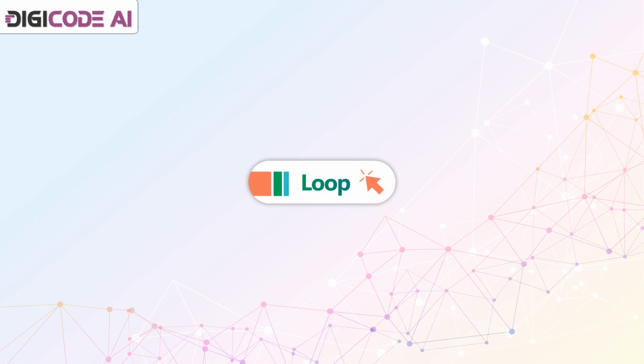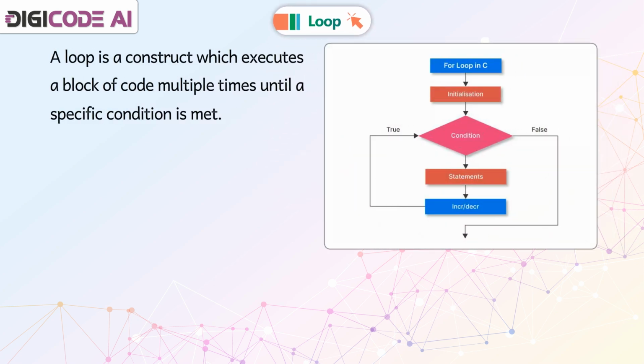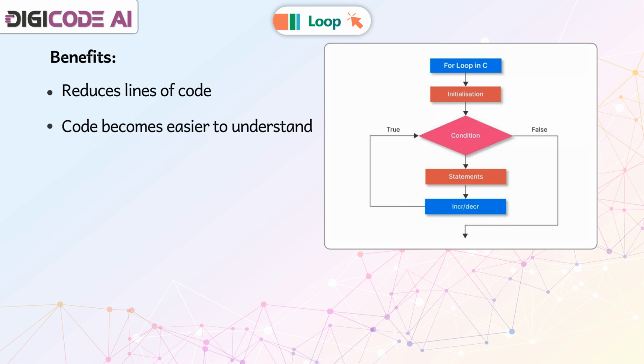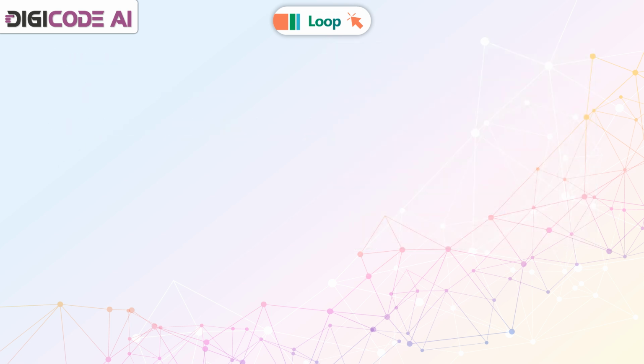Loop. A loop is a construct which executes a block of code multiple times until a specific condition is met. Benefits: reduces lines of code, and code becomes easier to understand.